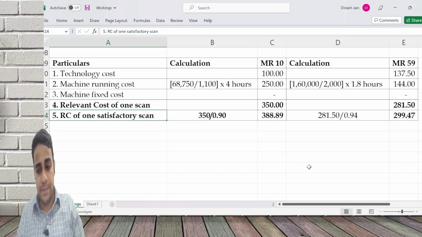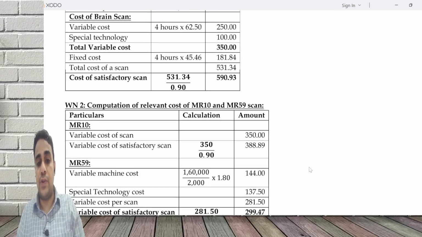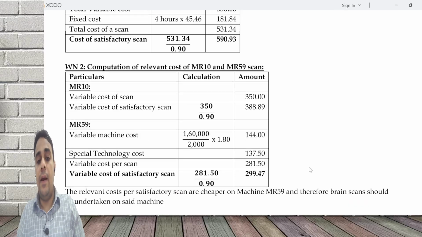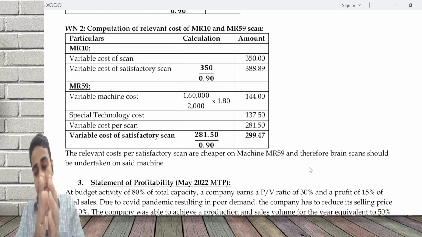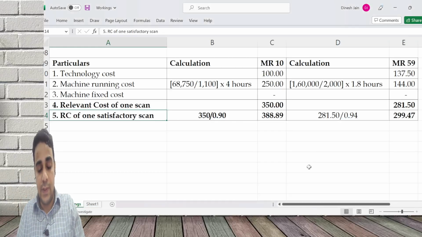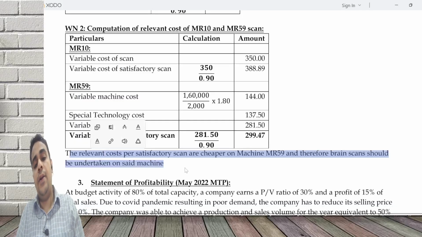Any doubts on this? For decision making purpose, we have not considered fixed cost. For working note 1, we have considered it because it asks total cost. Total cost is 590. Relevant cost is only 388 and 299. So I should go ahead and shift to this MR59. Any doubts on this? Conclusion is we should go ahead and do scanning on the new machine.